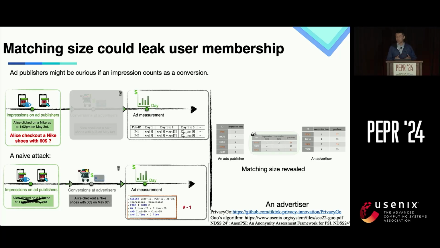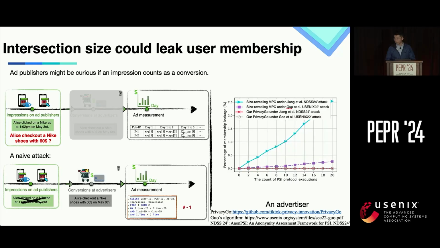Based on this intersection size, the advertiser can remove user events in their database. For example, they remove Alice's impression data. Then in the next round of MPC computation, they can find that the matching result, the intersection size, decreases by 1. This is not a very efficient solution, but given enough observations, the publisher can figure out whether their user is a conversion or not. And this is the basic idea.